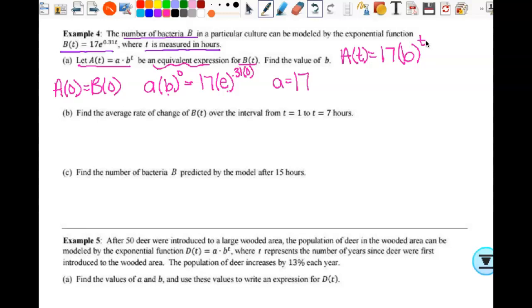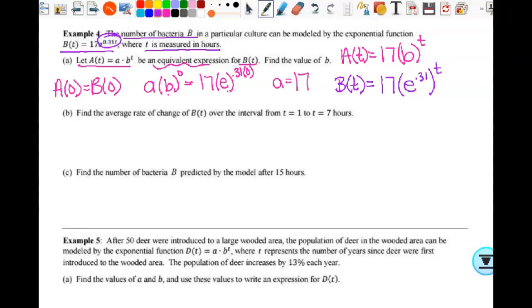And all this asked me for was A. Now I've got to find what B is. So let's take B of t, and let's rewrite it, like we were doing on Friday, 17. Let's change that power to a power here: E to the 0.31 to the t power. Is this the same thing as it was over there? I just split up my power to a power. Remember we were doing that with the horizontal stuff? Because if I multiply 0.31 times t, I get this.